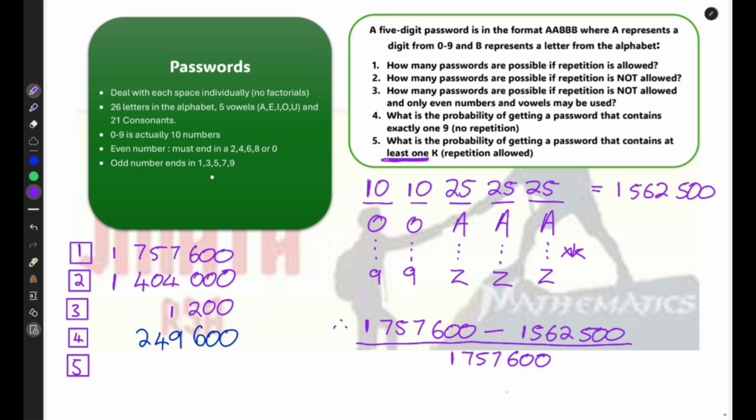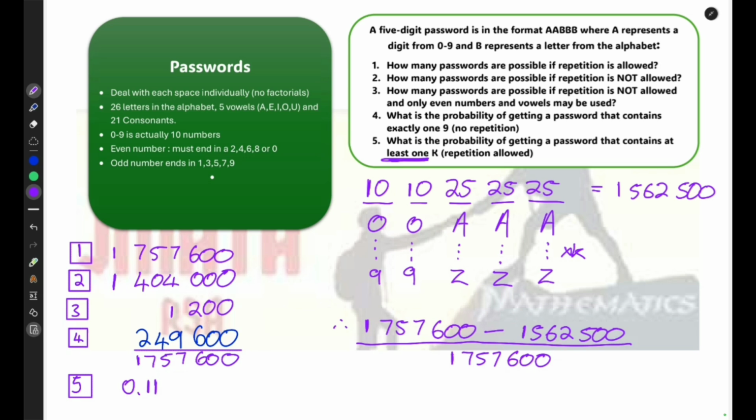Okay guys, sorry, just to backtrack, I see with question 4 I missed the word probability. So it is that answer, but it's also divided by 1,757,600. But let's get back to question 5. In its simplest form, if I round to 2 decimal places, it would be a 0.11 probability of something containing at least one K. Guys, this was tricky, but it is something you can prepare for.